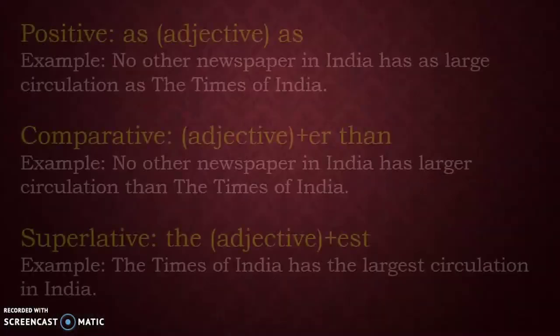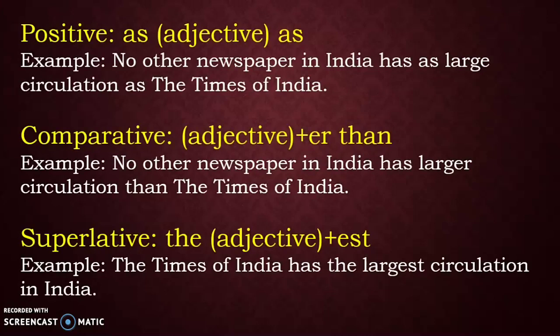Moving forward, let us look at the formulas of all the three degrees of comparison. The formula for positive degree is as, adjective, as. For example, no other newspaper in India has as large a circulation as the Times of India. In comparative degree, the formula is adjective plus ER, then. Example, no other newspaper in India has larger circulation than the Times of India.